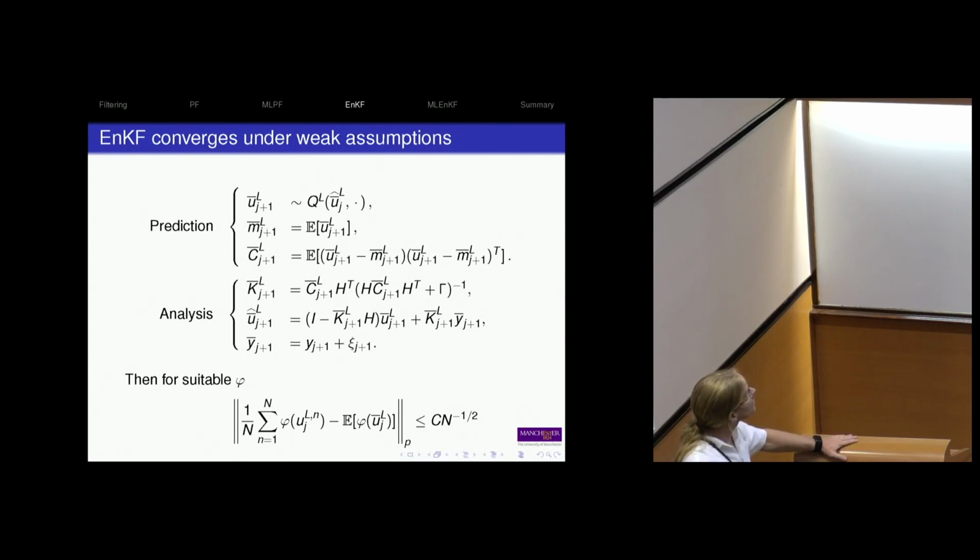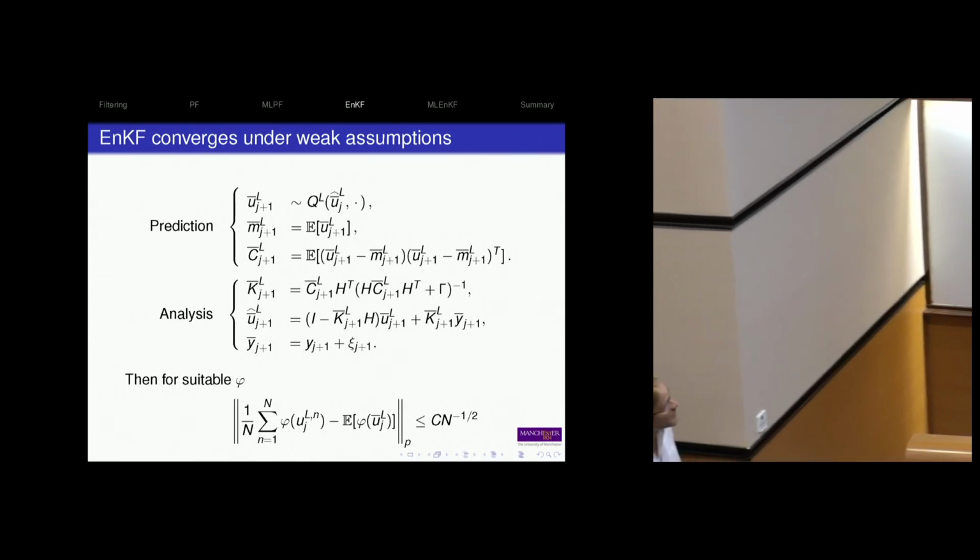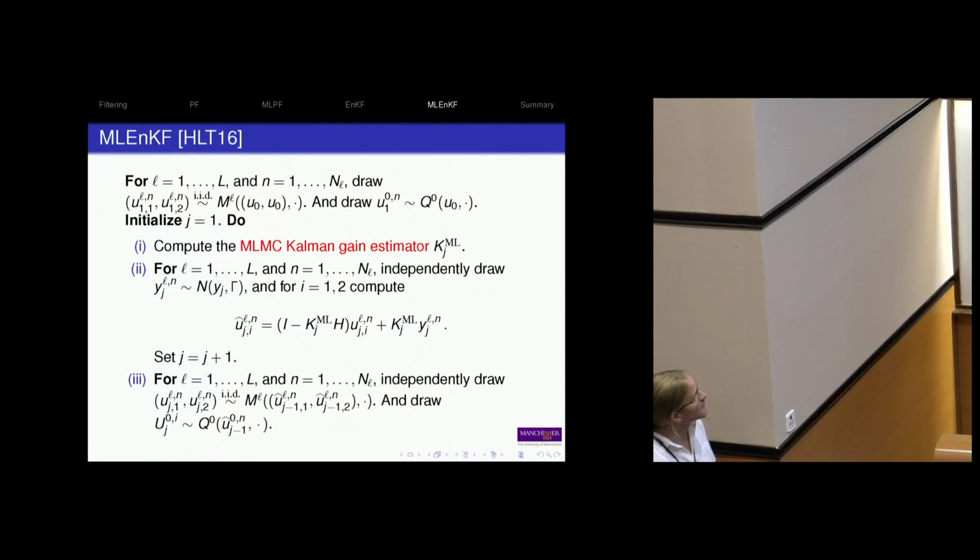Then you compute the covariance of the population, and you compute the update like this. I'm just saying again that in L^p, the ensemble Kalman filter converges weakly to this mean field limit, and the rate is N to the minus 1/2.